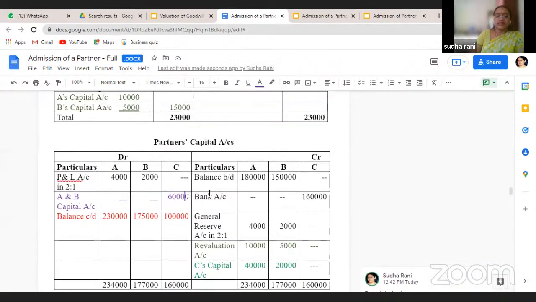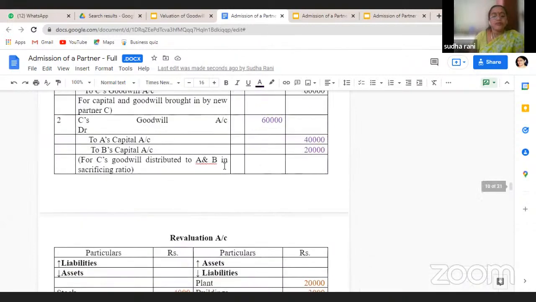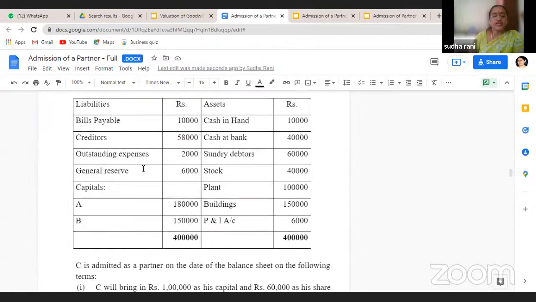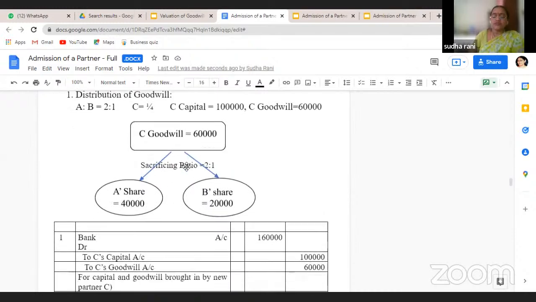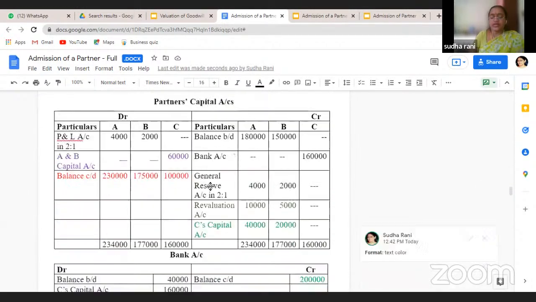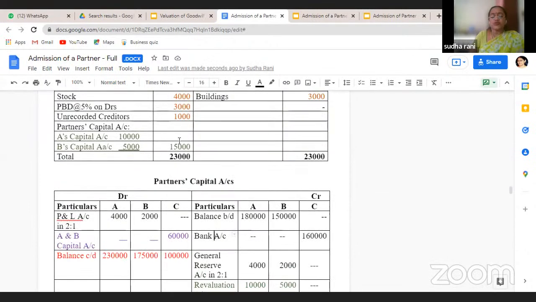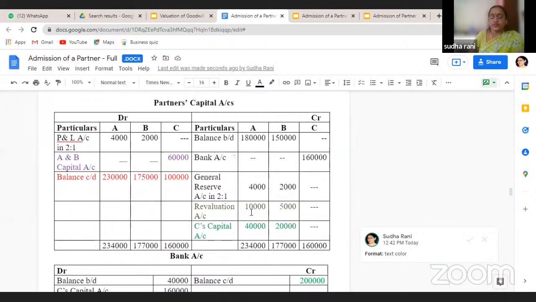Now, after taking everything like that, what are we supposed to take? First, you are supposed to take whatever amounts that come from the question balance sheet to the partners' capital accounts are to be transferred first. Then, from the working notes, whatever comes to the partners' capital accounts, that has to be transferred. Then, from revaluation account, whatever comes to the partners' capital accounts, that are to be transferred. Once everything is transferred, then you should find the difference between the debit total and credit total. Finally, you will get the closing balances of all the three partners.